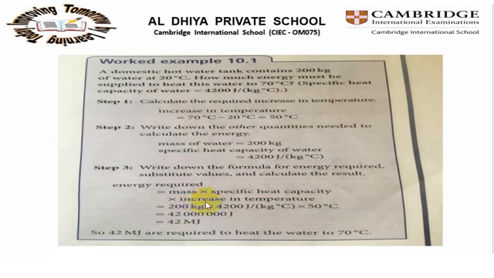How can we get the increase in temperature? We have two temperatures here, the initial and the final temperature. We will subtract them. 70 minus 20, it will be 50 degrees Celsius.